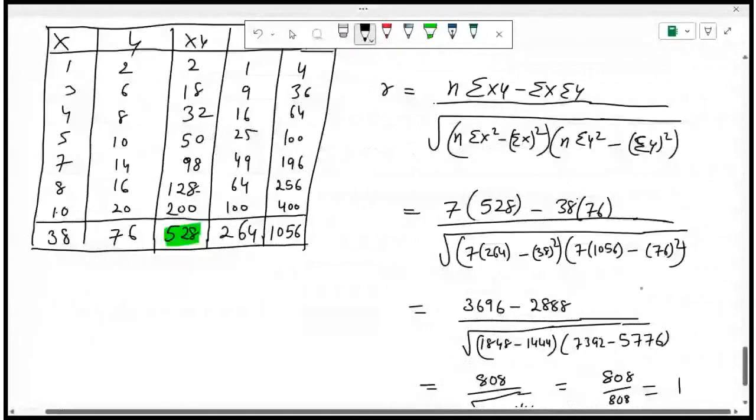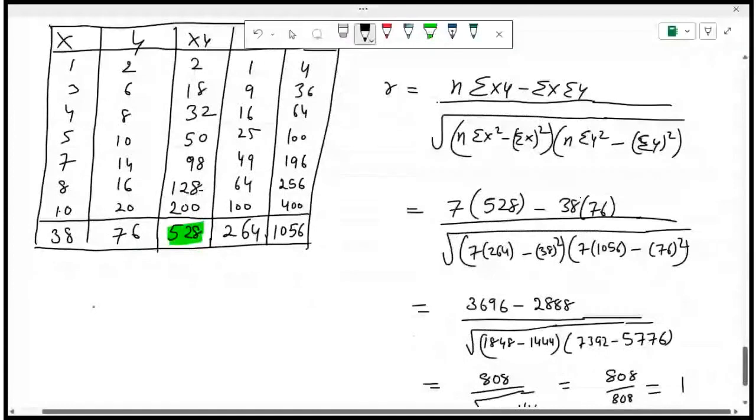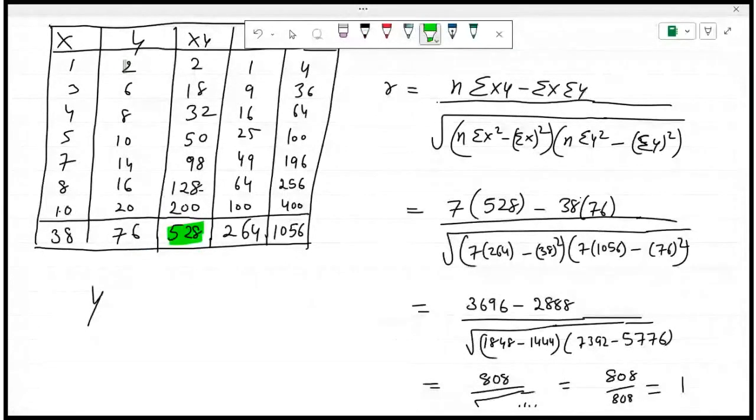The reason here is, if you see the y values carefully, this 2, then 6, these are 2 times the x values. Okay, so when x is 1, y is 2; when x is 3, y is 6; when x is 4, y is 8; when x is 5, y is 10; when x is 7, y is 14. So there is a relation between y and x values. The relation is y is 2 times x.